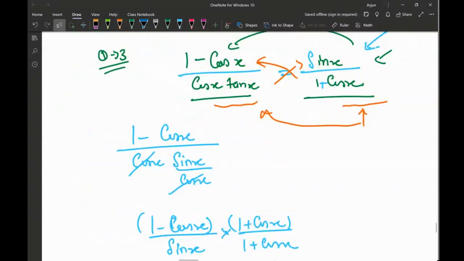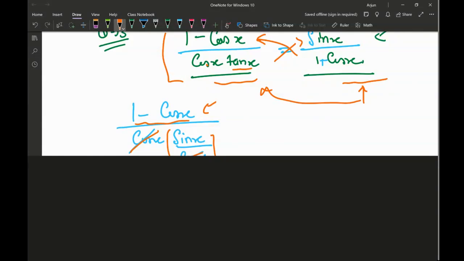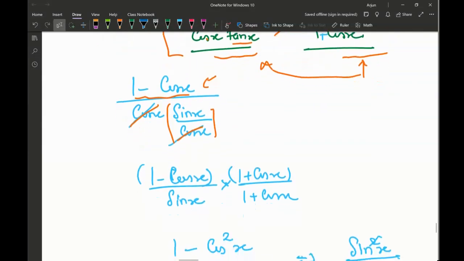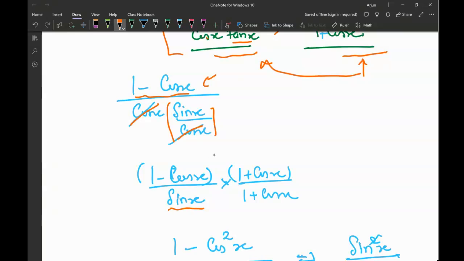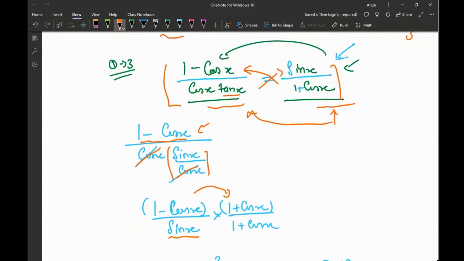So I'm taking the left hand side first of all. 1 minus cos x divided by cos x times tan x, and tan x can be converted into sin x over cos x, and then cos x and cos x cancel out here, and I am left with 1 minus cos x over sin x. And then what I'm going to do is multiply this with 1 plus cos x.